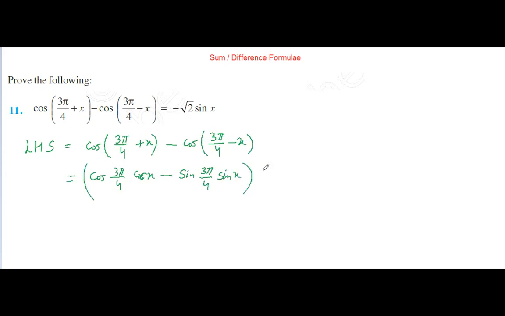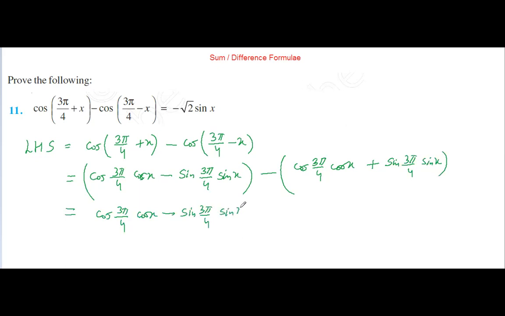This is one. The second part is cos x minus y form. So cos 3 pi by 4 into cos x plus sine of 3 pi by 4 into sine x. If we open the brackets, first bracket has got no sign outside, that means plus sign is there outside. That means it will open with the same sign, but the second bracket will open with the changed signs.